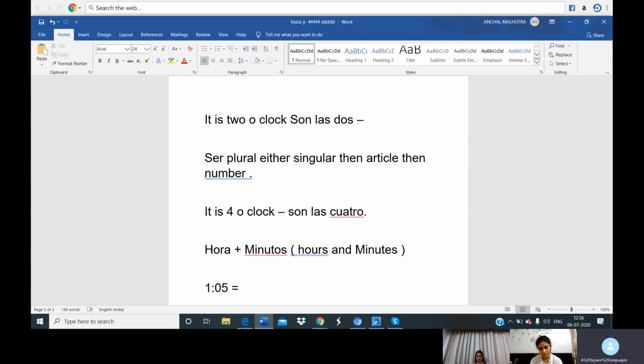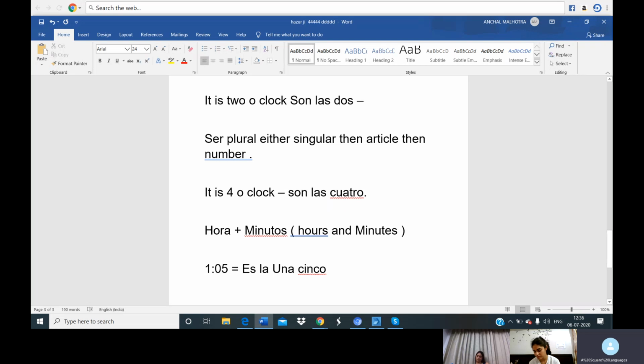I'm saying it is 1:05. So we have the first formula of hora. For 1 hour, we have to use hora y minutos. If I'm saying it is 1:05, you will say es la una cinco. Simple. We just have to add minutes. Exactly, hora plus minutos. Is that clear to you?